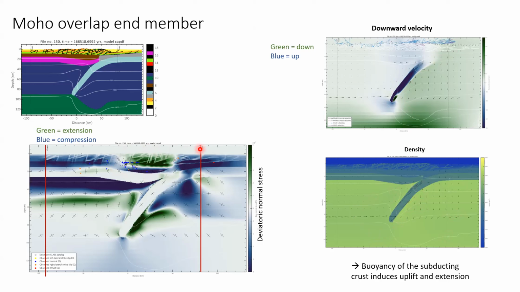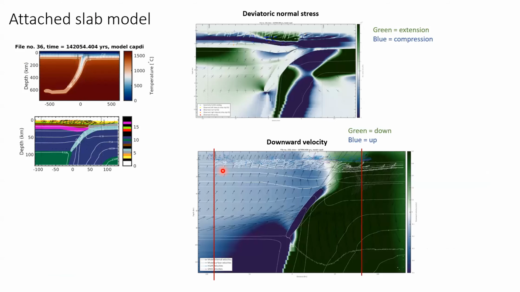But still, as you can see, there's a big patch of compression here and here as well. So it is not exactly what we observe yet. Then I also tried a model with an attached slab, because there is still a debate going on whether there is a slab window under the central Apennines or not. What we observe in this model is still an area of extension, but also the amount of compression seems to have increased, with larger magnitudes.